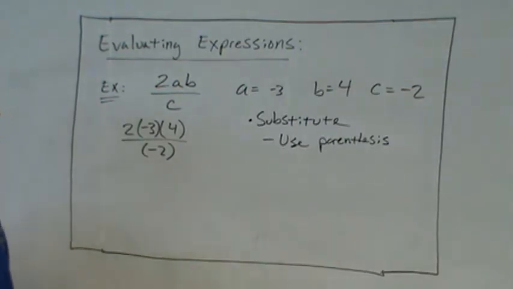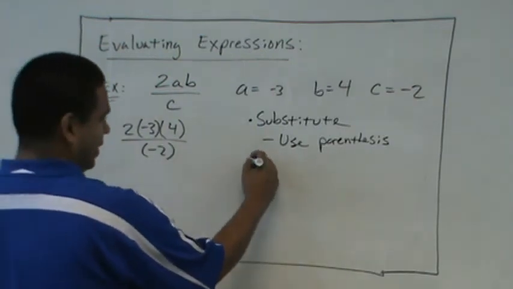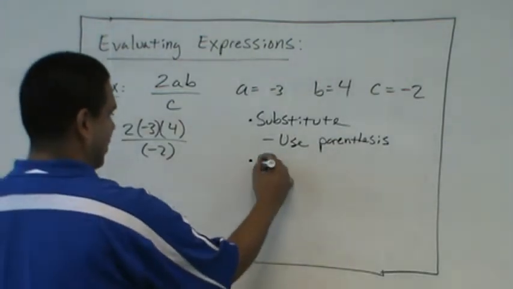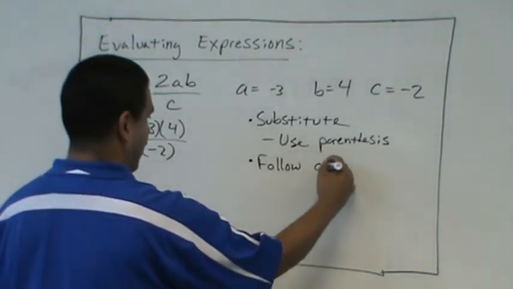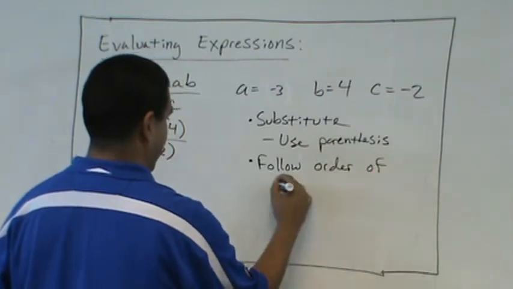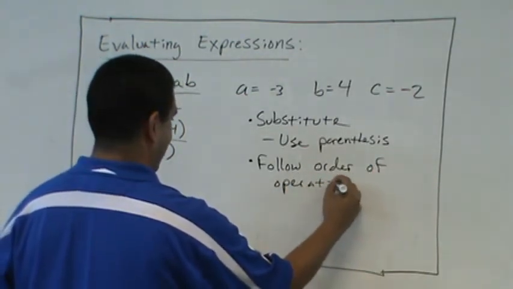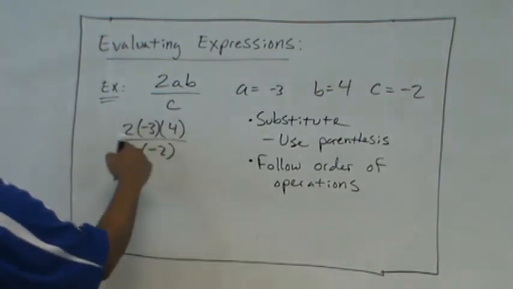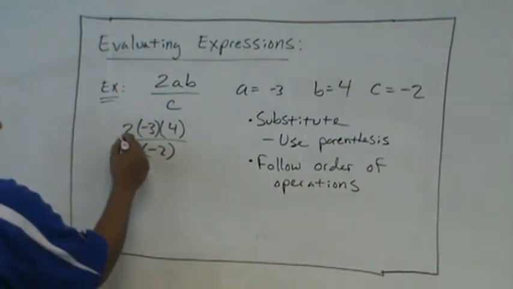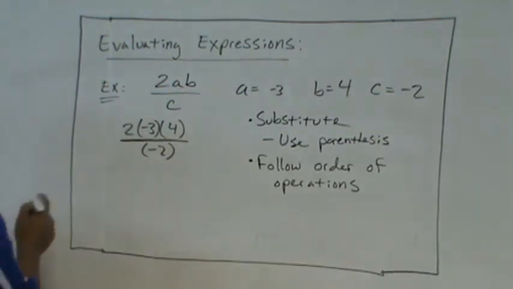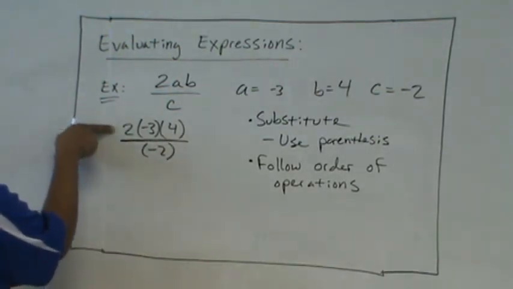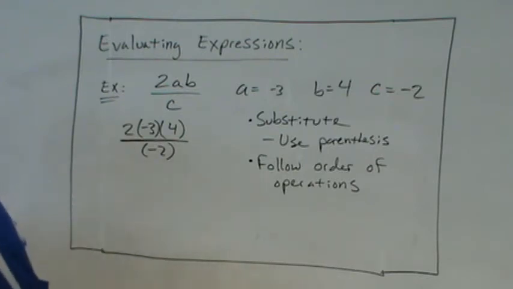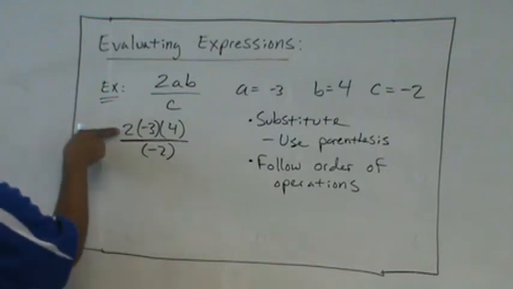So now that we used parentheses and substituted, what's next? Order of operations. We must follow the order of operations. So if we follow the order of operations, we will multiply and divide. Since it's a fraction, we're going to do these separately. So we're going to take care of the numerator first. If there's any operations down here, we do those second. Then we can try to reduce the fraction. So let's take care of the top.